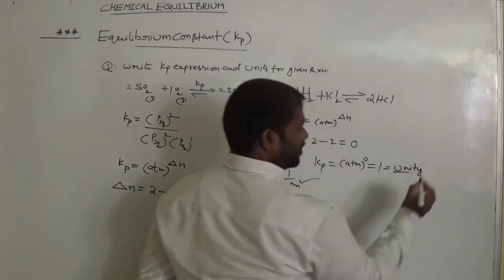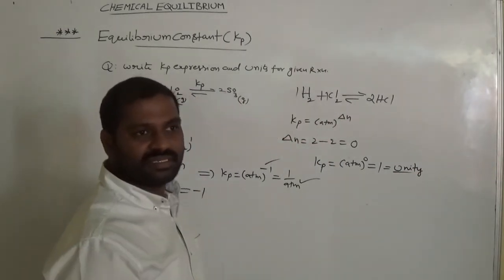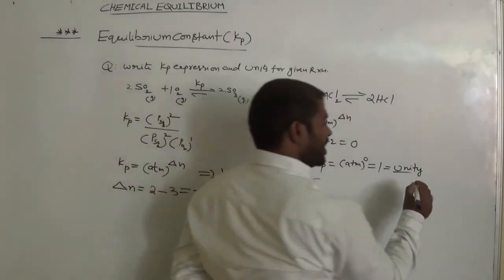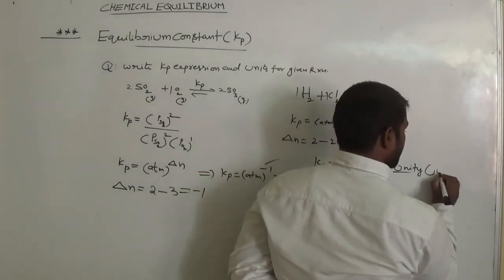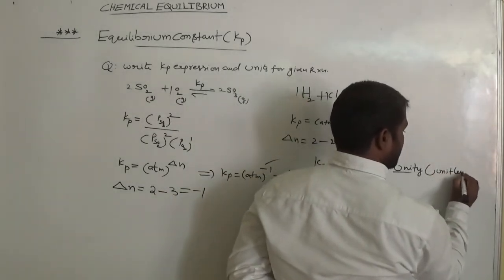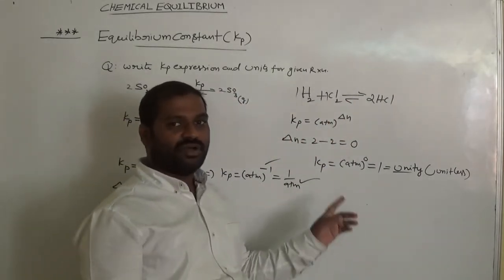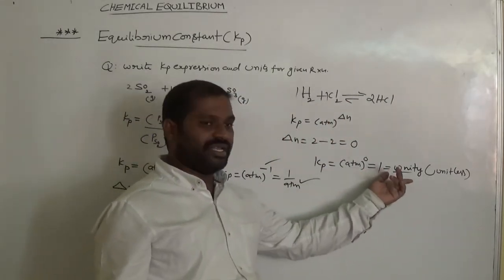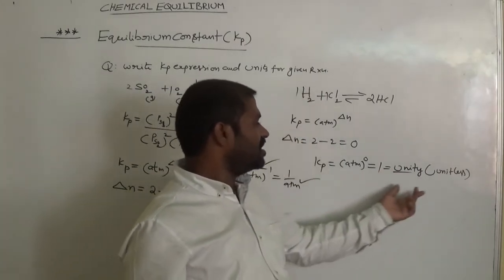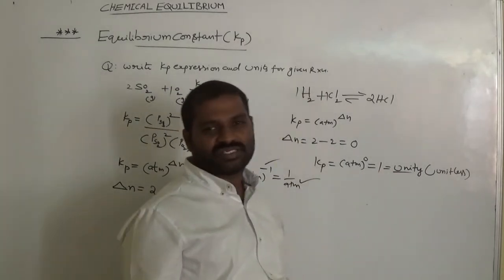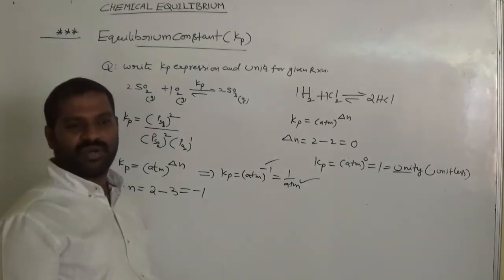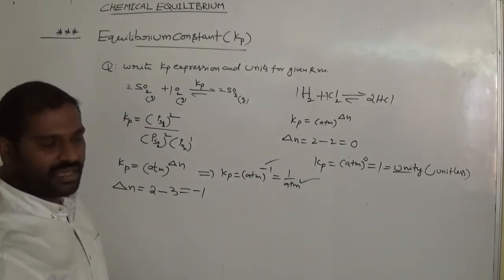That means the unit is unity. 1 means unity. So simply we call it unitless, not 0. Remember it, not 0. Anything to the power 0 is 1. So that means unity. Units for this one, unity or simply unitless, we call it. So okay, is it clear? All of you?